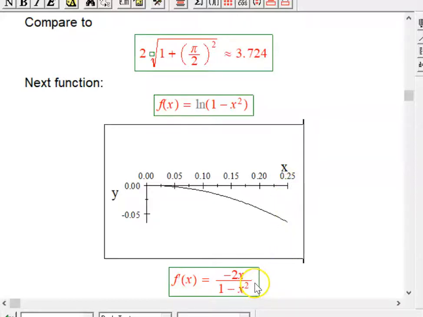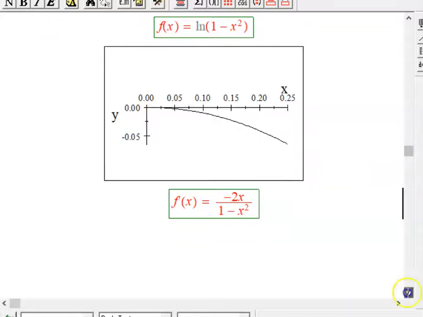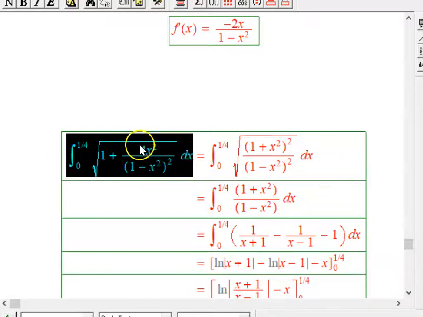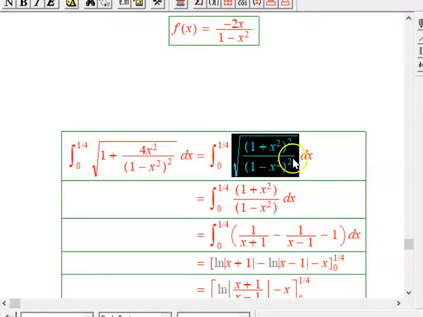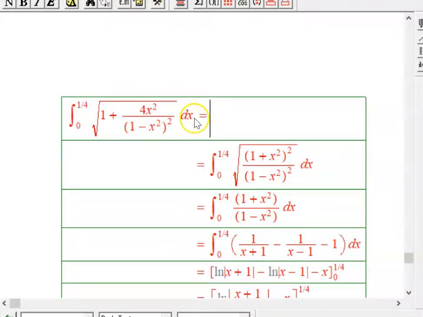So f prime, we get 1 over 1 minus x squared, but then times a chain rule, we get minus 2x on the top. And then we're going to put that in, square it, put it into 1 plus the square root, and then how is that going to work out? Okay, so let's look at this. Here's the whole thing written out. We've taken the square of that derivative, 1 plus, square root, and then I put it over a common denominator. Okay, how does this work out nicely?